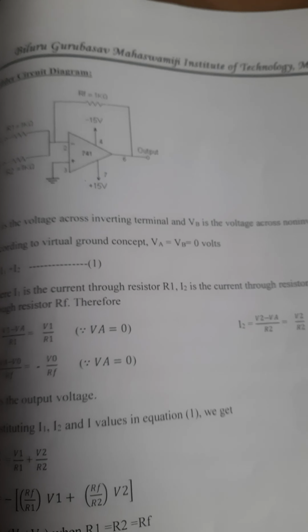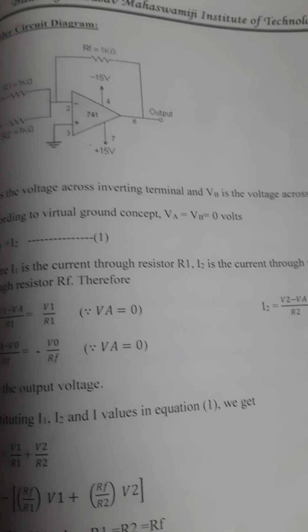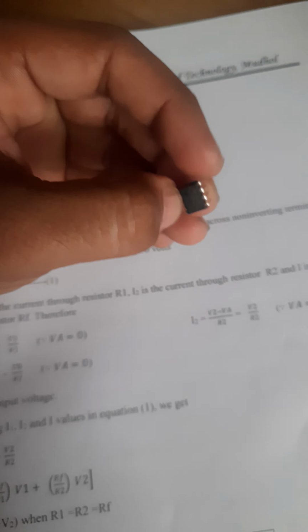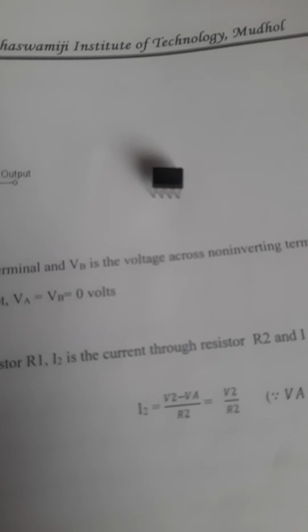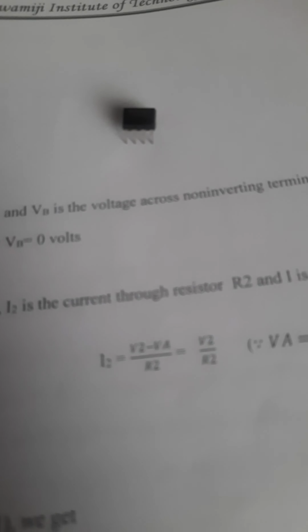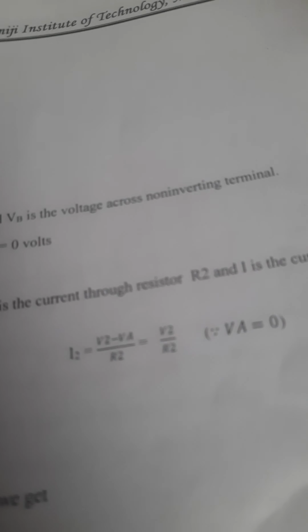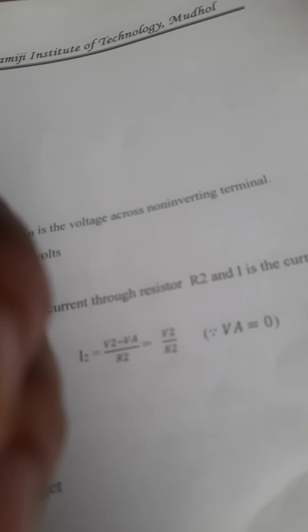Operational amplifier op-amp 741 is an 8-pin IC. So practically the IC looks like this. You can count 8 pins: 1, 2, 3, 4 on one leg and another 4 pins on the other leg. So this is an 8-pin IC.